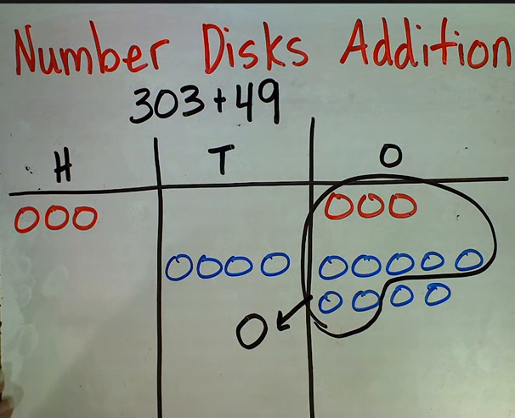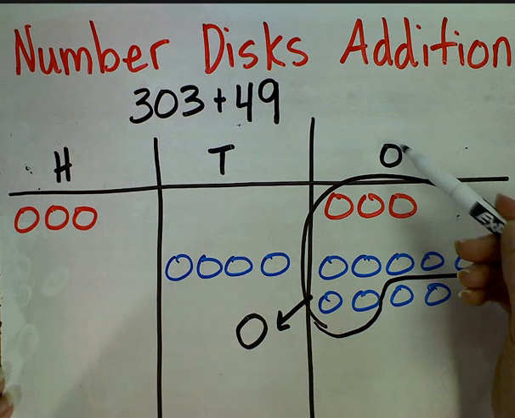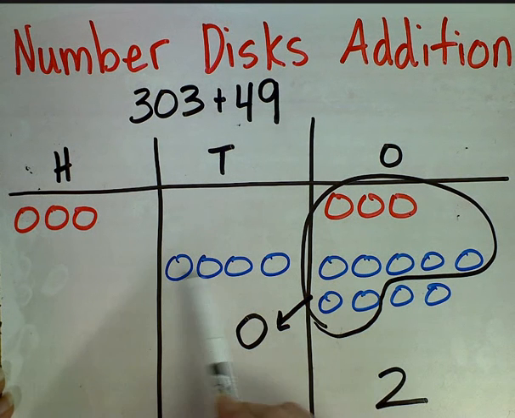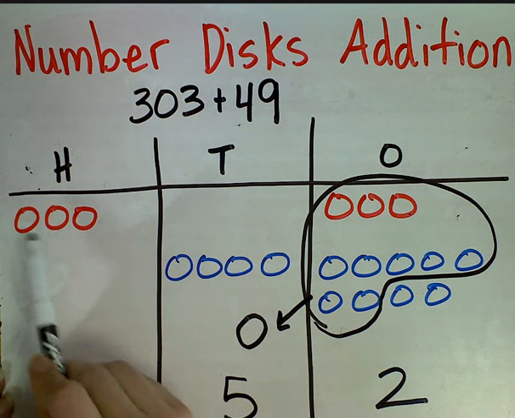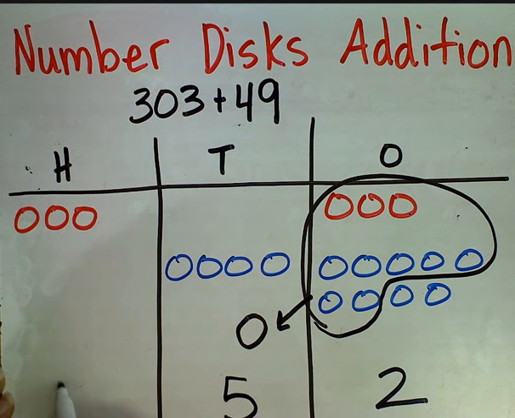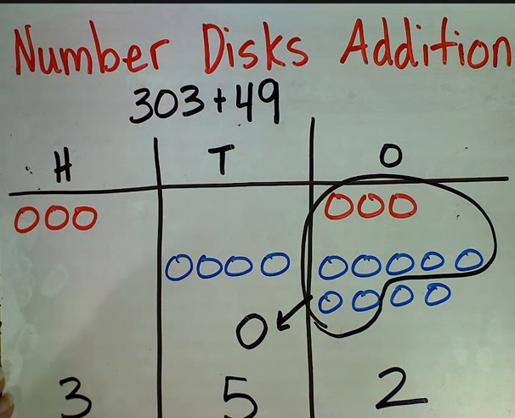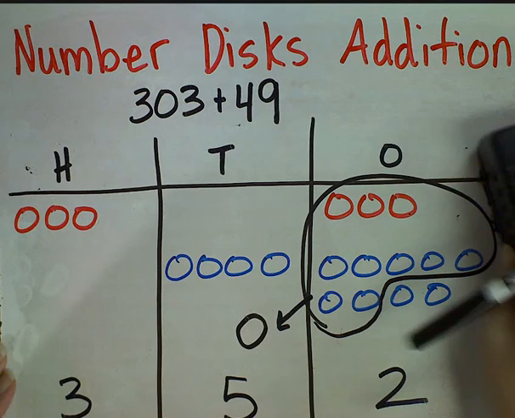So now I have to go back and see how many are left. Here I have 2 that are left outside that bundle. So I have 2 ones. I have 1, 2, 3, 4, 5 sets of 10. And I have 1, 2, 3 hundreds. So 303 plus 49 equals 352. Let's take a look at another one.